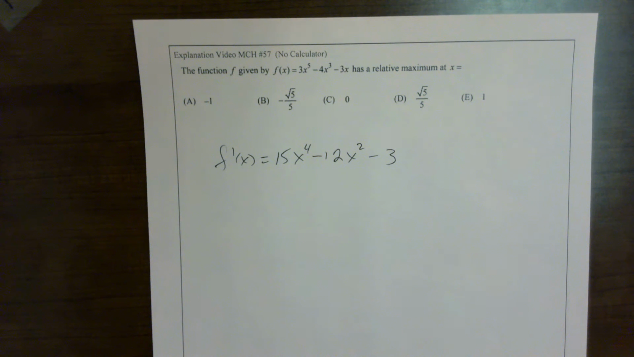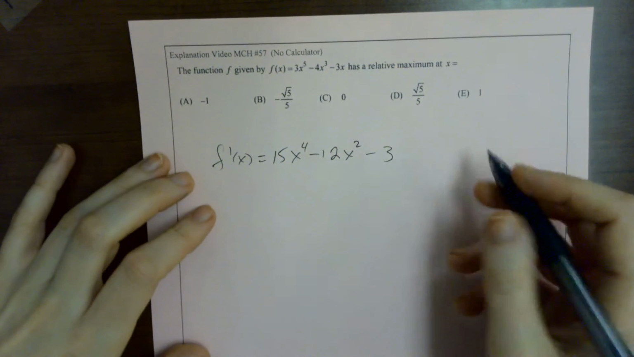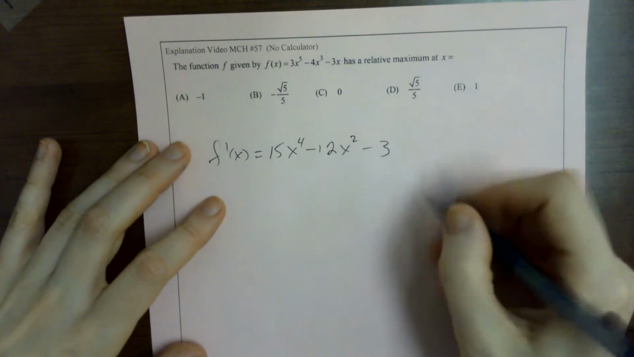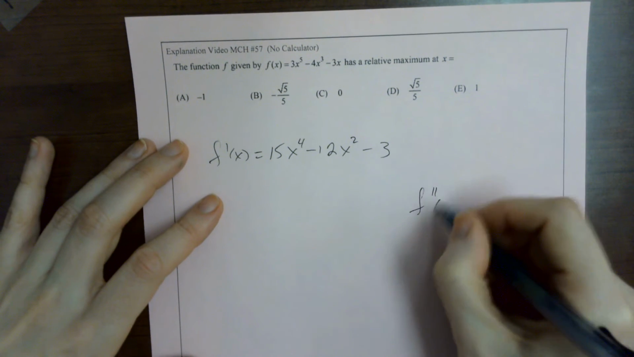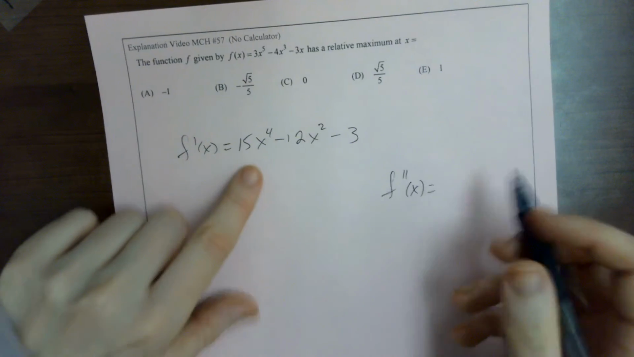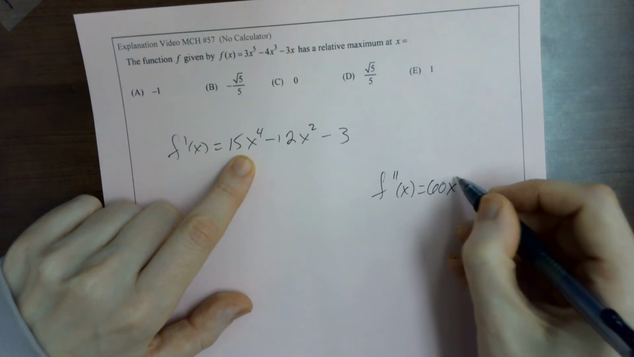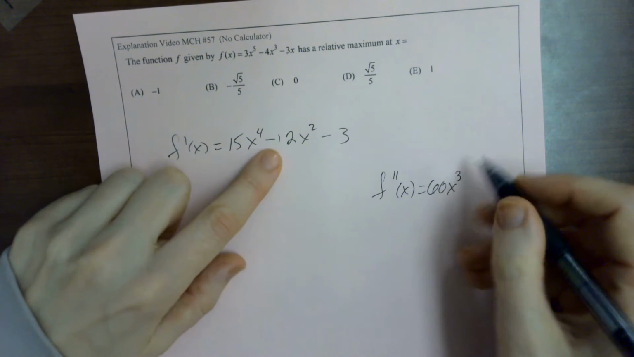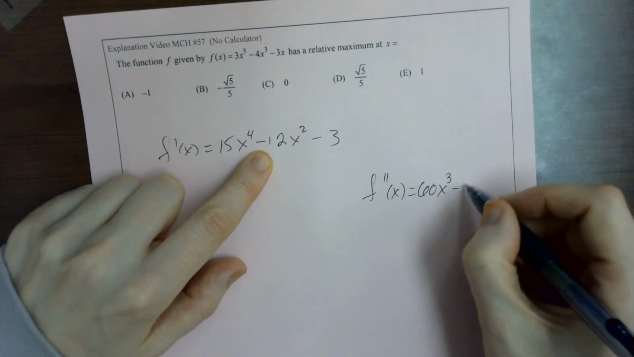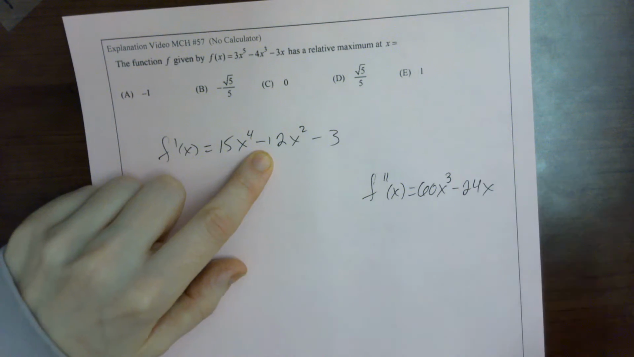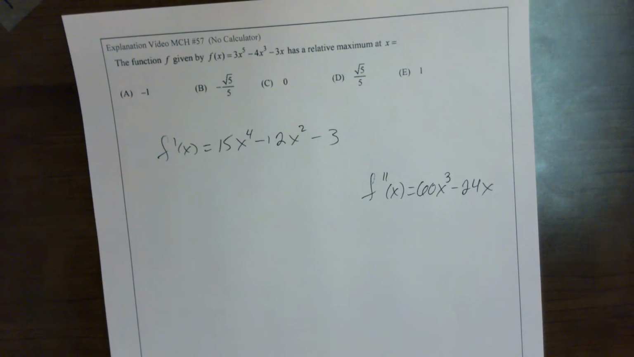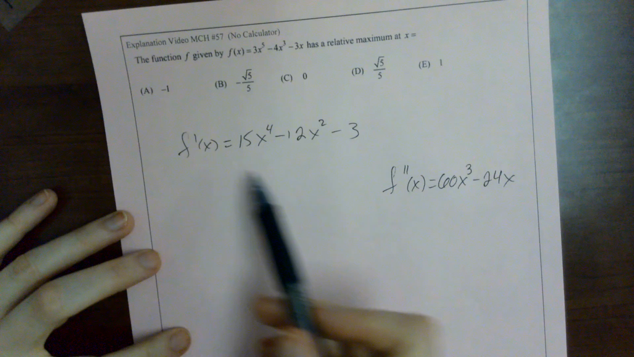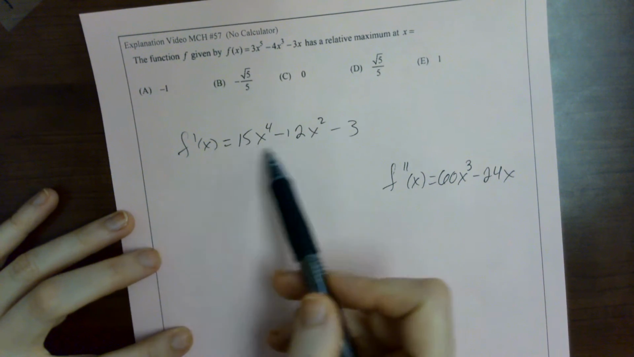Let me think. Actually, yes, this might be faster. Okay, so I'm going to go f double prime now. I didn't do this initially. This is 60x cubed minus 24x. Now I've got to find the critical numbers of this.